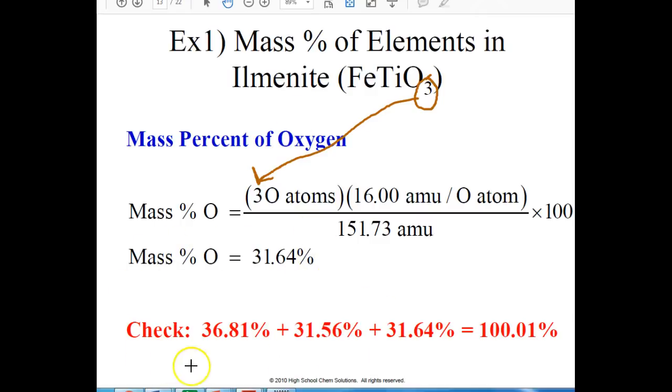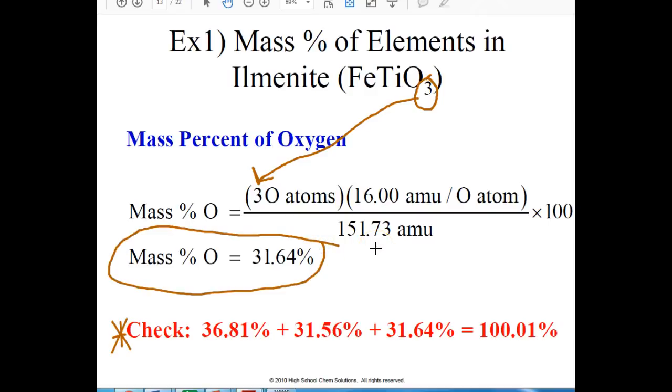Now, one way to check your work on this, not the answer, okay, this stuff in red, this is just your check. You can add your percentages together and they should give you something really, really close to 100. All right, so to find the percent for the element, you do how many of those elements times its mass divided by the total, and that'll give you the percent for that element. Make sure you label them. So you say this is the percent oxygen, this is the percent titanium, this is the percent iron. Otherwise, you just got a bunch of random numbers on your paper.